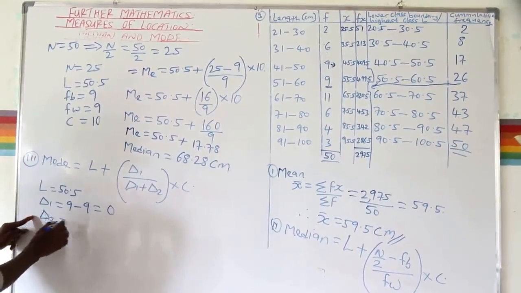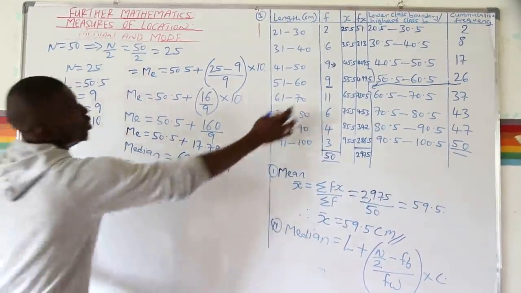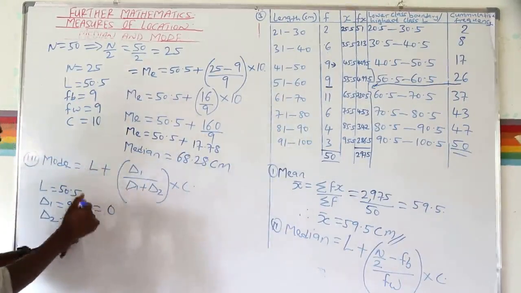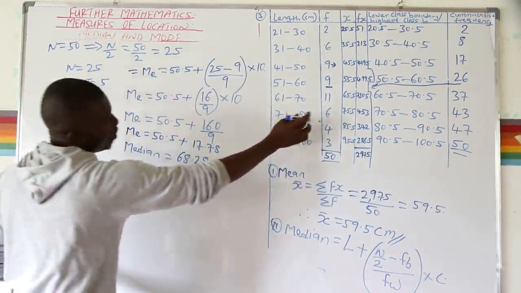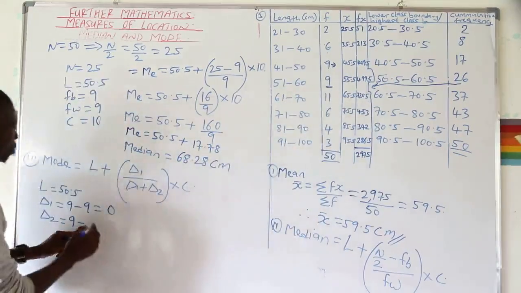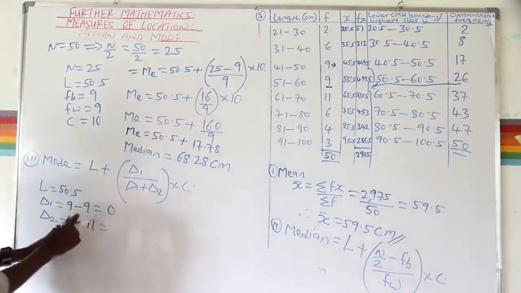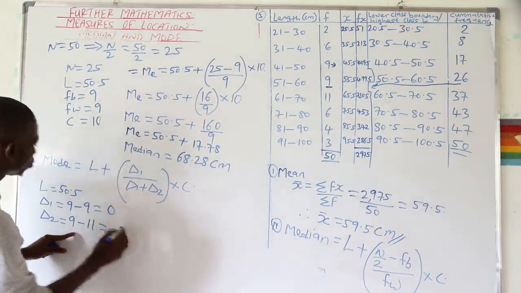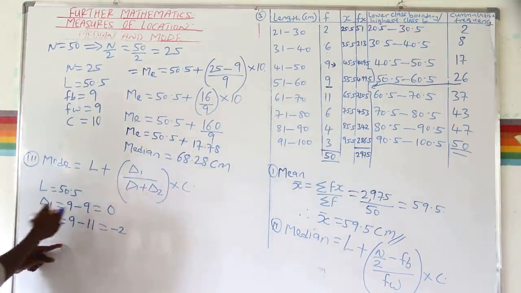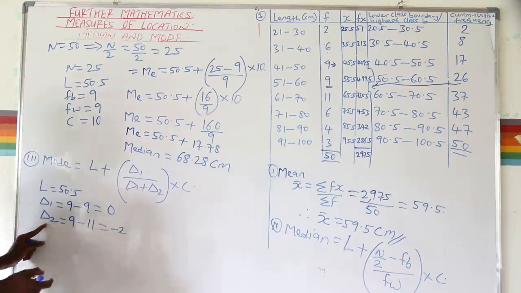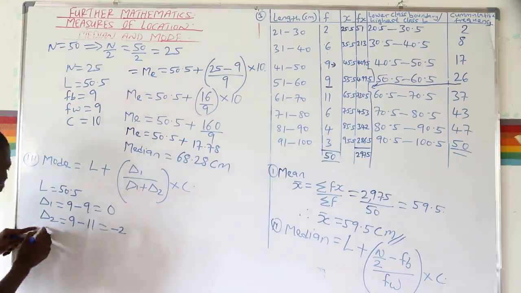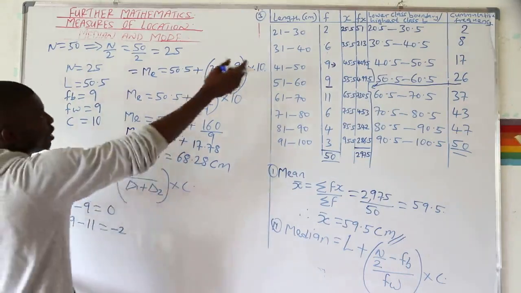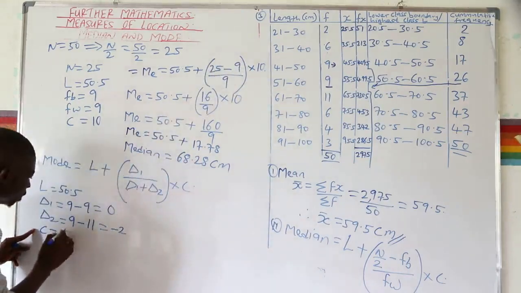To find change in 2, you take our real frequency, which is 9, minus the frequency after. Our frequency after here is 11. So 9 minus 11 will give us minus 2. So our change in 1 is 0, our change in 2 is minus 2. Now the next one is C, the class interval. Interval between 21 to 30, you are still using 10.